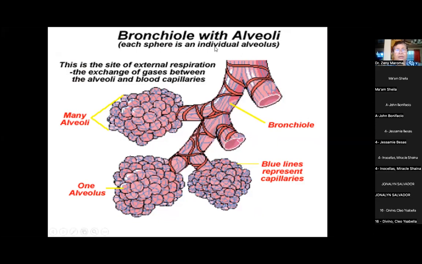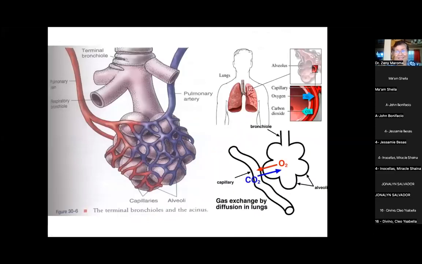Ayan, no? So, this is the bronchiole, no, with alveoli. Each sphere is an individual alveolus, and this is the site of external respiration, meaning the exchange of gases between alveoli and blood capillaries. Okay. So, isa, marami. Tapos yung mga blue na yan, yan yung ating mga blood vessels, the pulmonary capillary bed. Okay, bigger view.